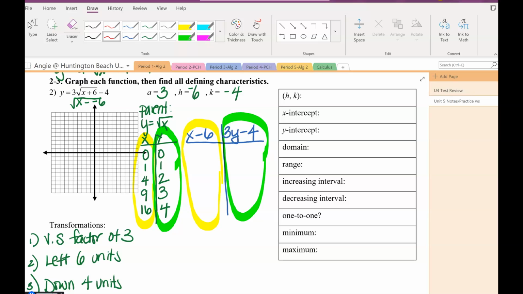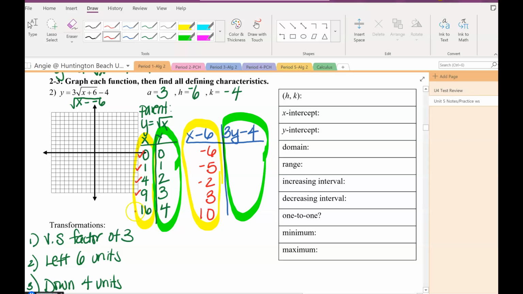All right, hopefully you have our 5 new inputs and 5 new outputs. Let's start with the inputs. 0 minus 6 is going to be negative 6. 1 minus 6 is going to be negative 5. 4 minus 6 is going to be negative 2. 9 minus 6 is going to be 3. 16 minus 6 is going to be 10.